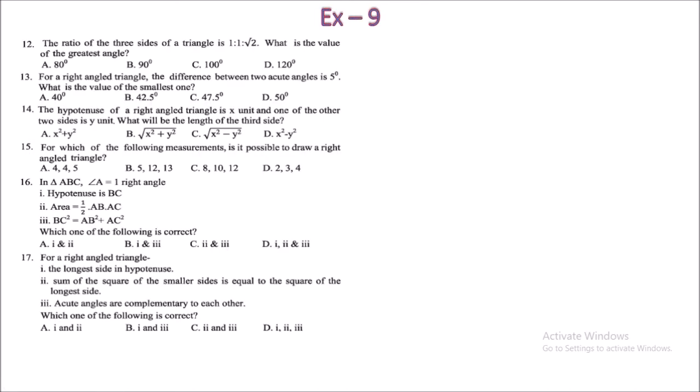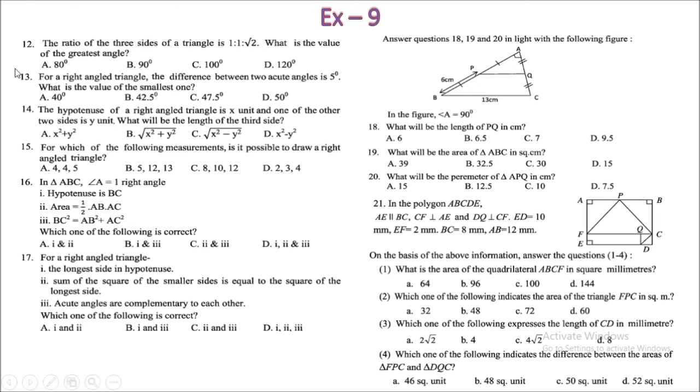Exercise number 9. Here is the MCQ of this chapter. The ratio of the three sides of a triangle is 1 is to 2 is to root over 3. What is the value of the greatest angle? We can use Pythagoras theorem, and we can get that the sum of the squares of these two sides is equal to the square of the third side. So the greatest angle is the right angle, and that is 90 degrees. So B is the correct answer.